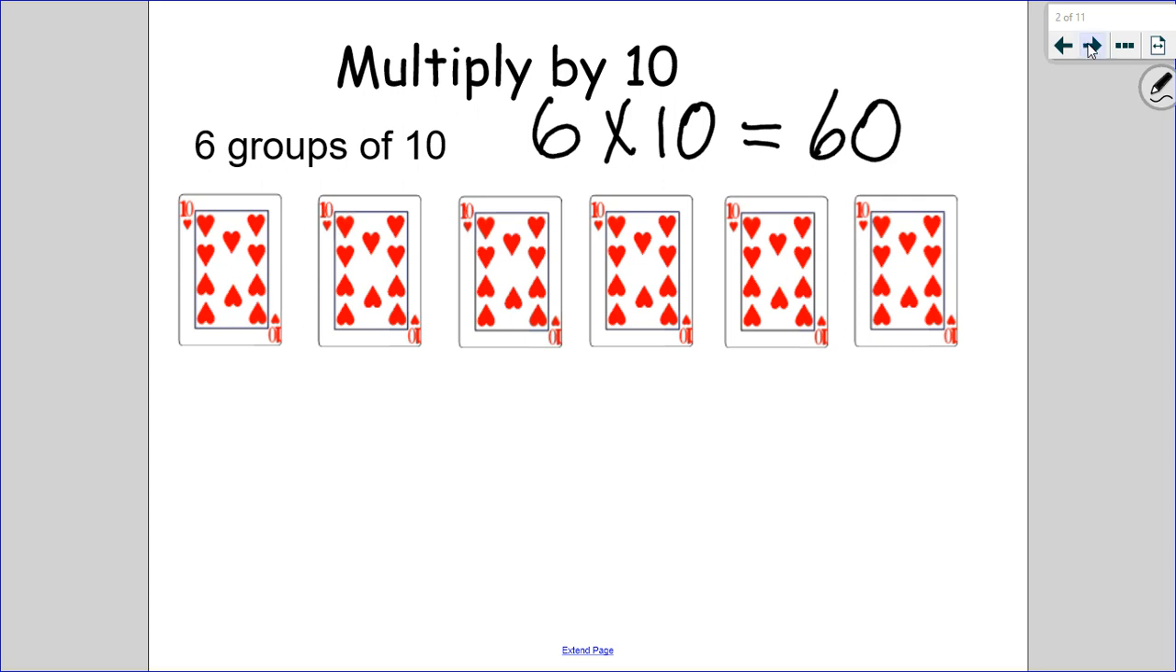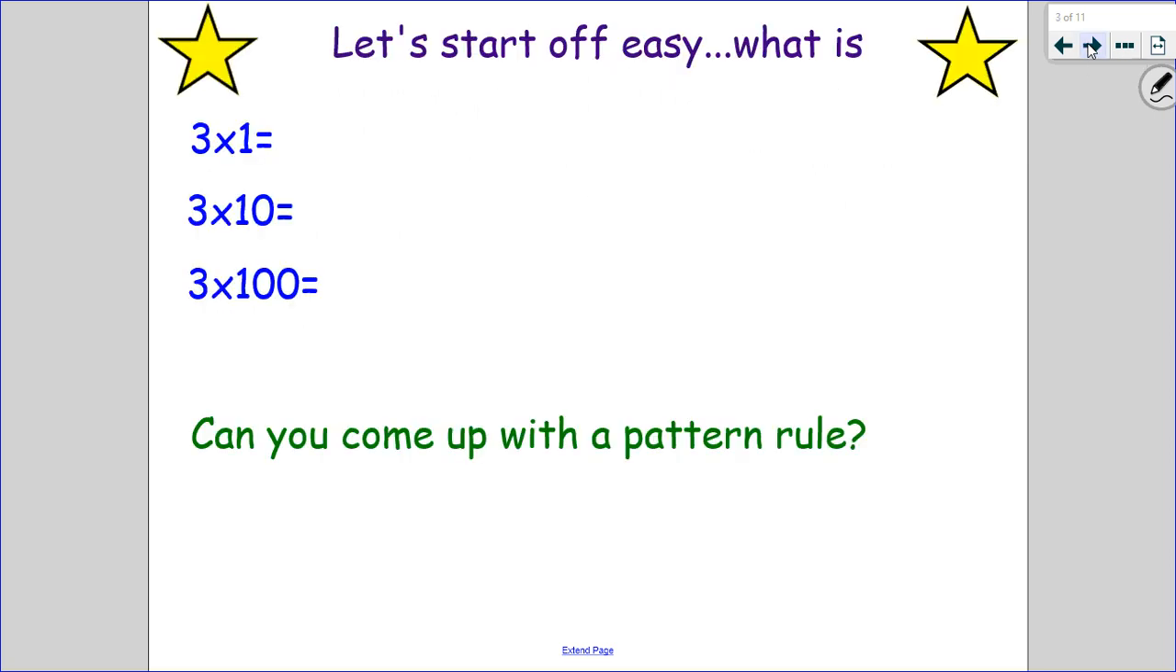Now let's see if we can apply that to some easy multiplication problems. So my first one is 3 times 1. Now most of you can just automatically say, hey, I know that's 3. But I really want you to know that that means I have 3 groups of things with 1 in each one. Sorry, that was my dog sneezing. So that is a total of 3.